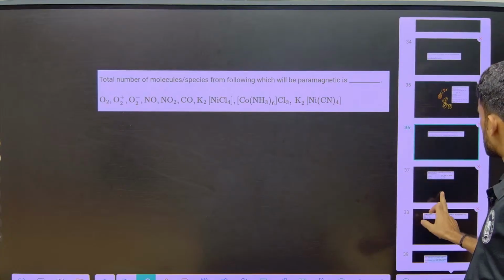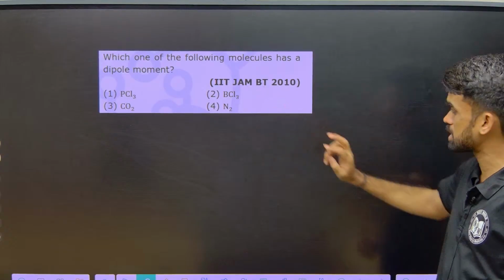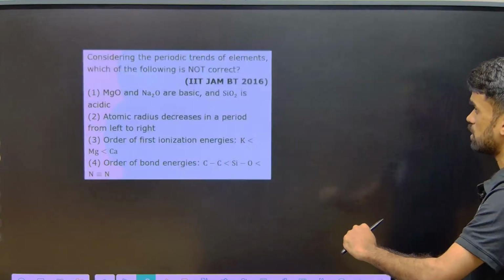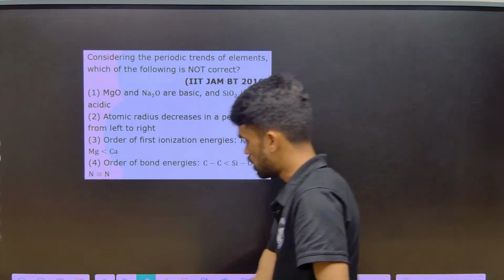Try to solve these questions. Okay, anyways, I will explain this dipole moment in the next class. This one also I will tell you. These are the questions in BT, JAM BT related to chemical bond.